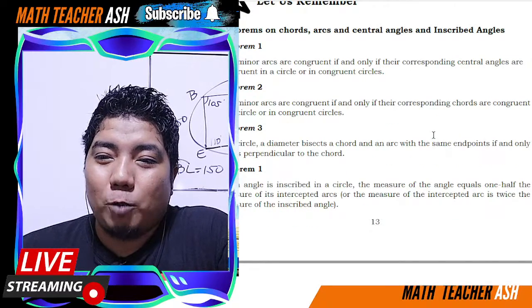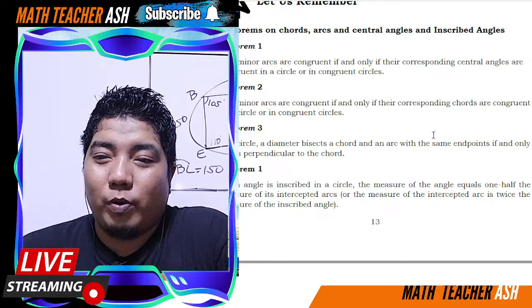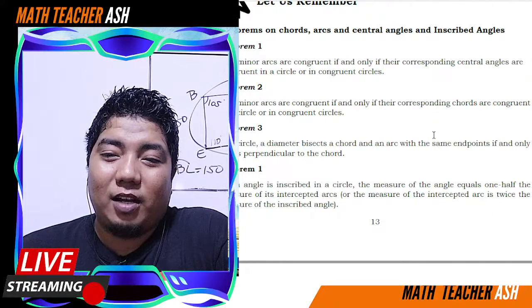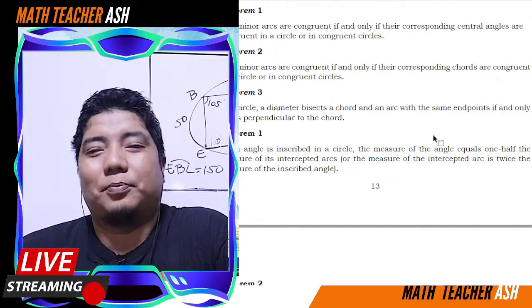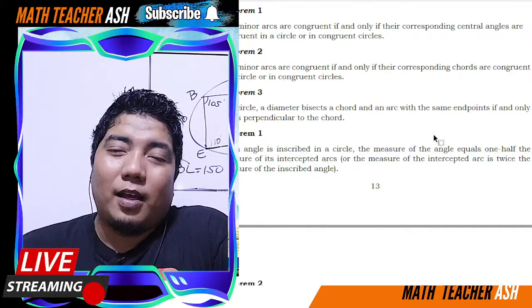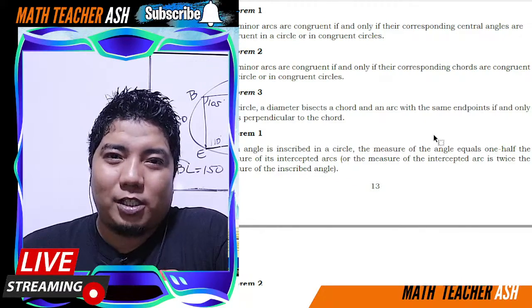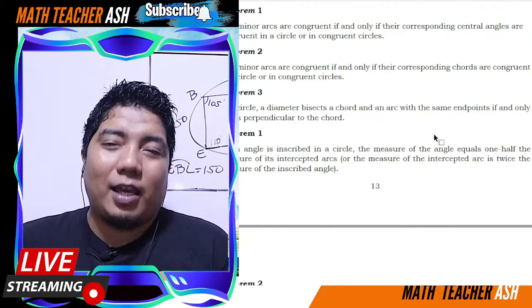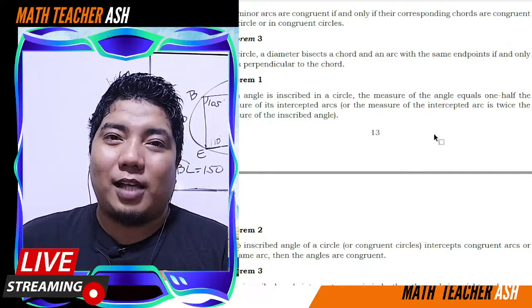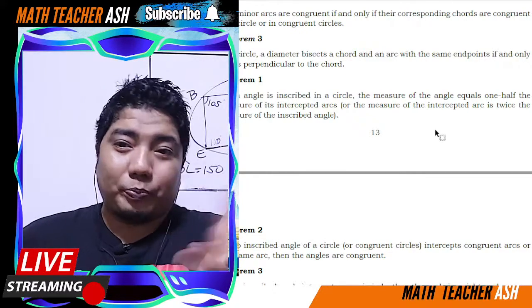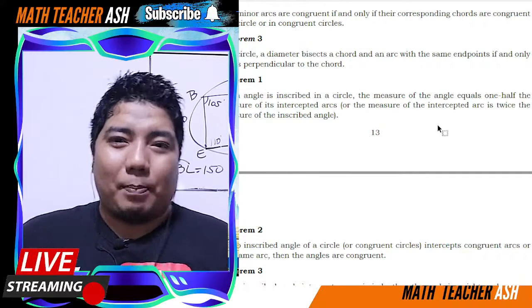Now, we also have here that two minor arcs are congruent if and only if their corresponding chords in a circle or in a congruent circle are congruent. Okay, so about the chords, when the chords are equal, their intercepted arcs will also be equal, as long as the two whole circles are the same, congruent.